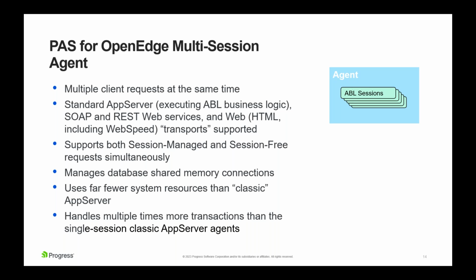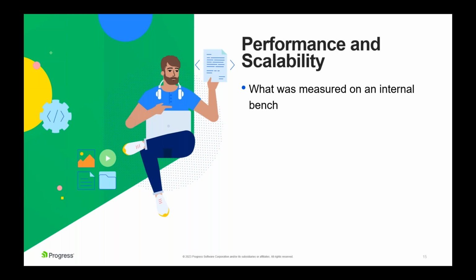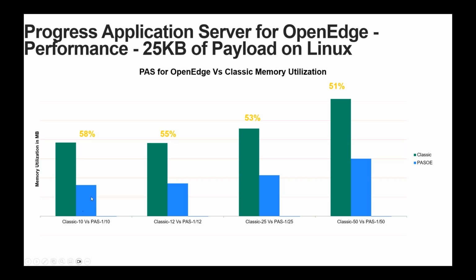But to have this vision about high availability, 99% of availability was what we promoted when introducing 12. And the goal was to use fewer resources. We saw in the field that we had fewer resources running when using PASOE, when migrating from AppServer to PASOE. We had some early performance measurements on an internal bench, where in green we can see the classical AppServer and in blue PASOE. It uses less memory globally when using PASOE. The bench was done on Linux boxes, for example.